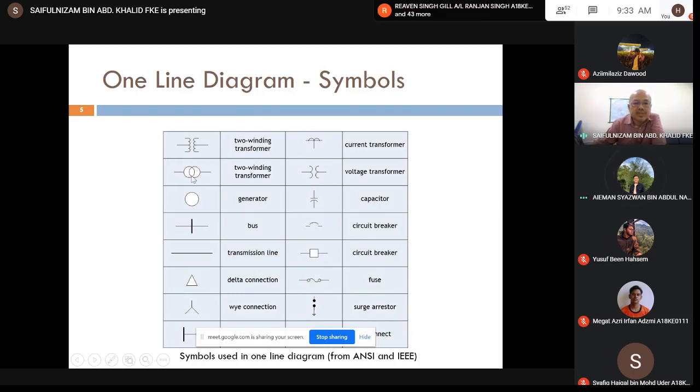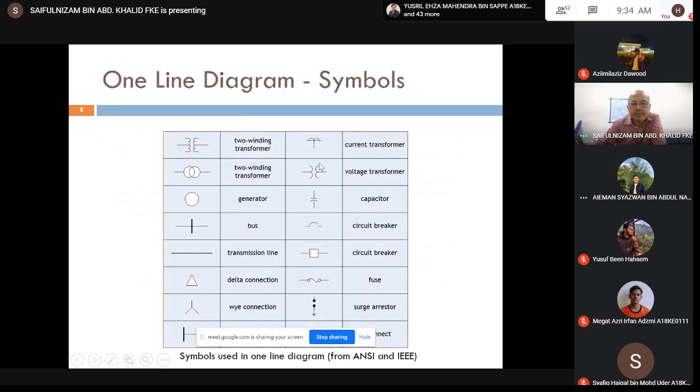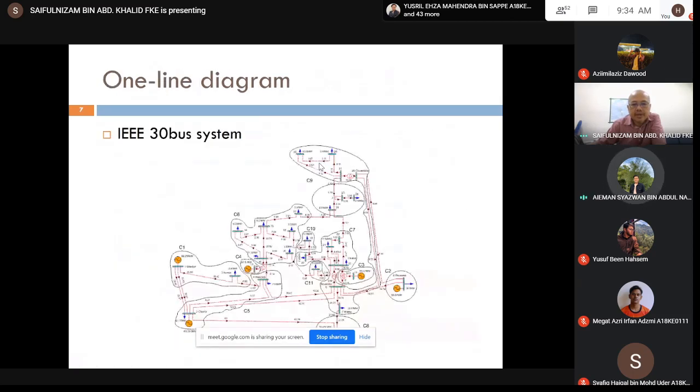So you can use this circle symbol or this two winding symbol or coil symbol. You can choose either one, whichever is convenient. This is the symbol from the ANSI and the IEEE, the American and IEEE standard, or standard body. Okay. Thank you, Doctor. All right.